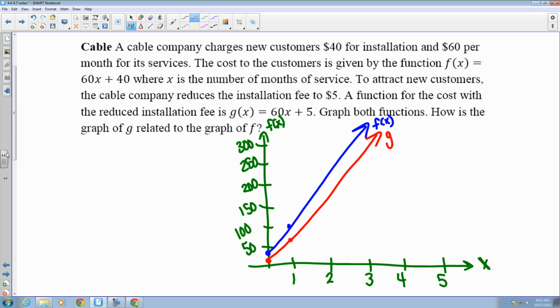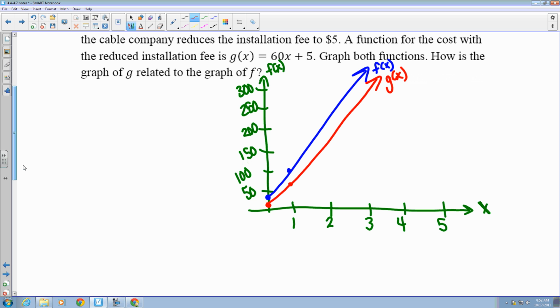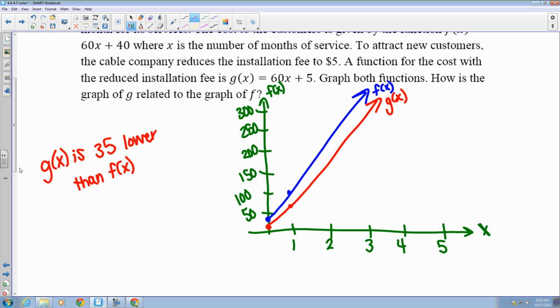This is g. How is the graph of g related to the graph of f? If I did a good job graphing this, which I kind of did, they should be parallel. And it looks like g is 35 lower than f. Okay, and that was the last question in chapter 4.